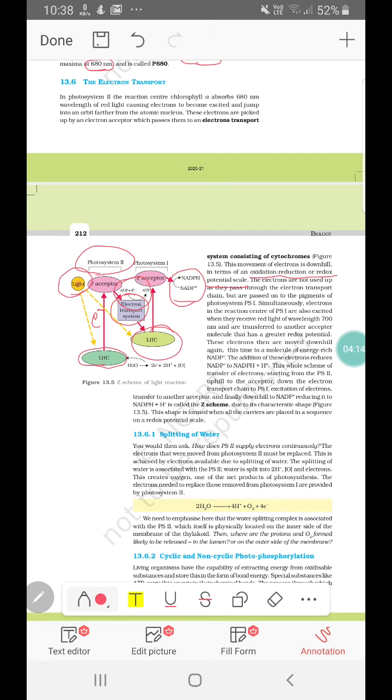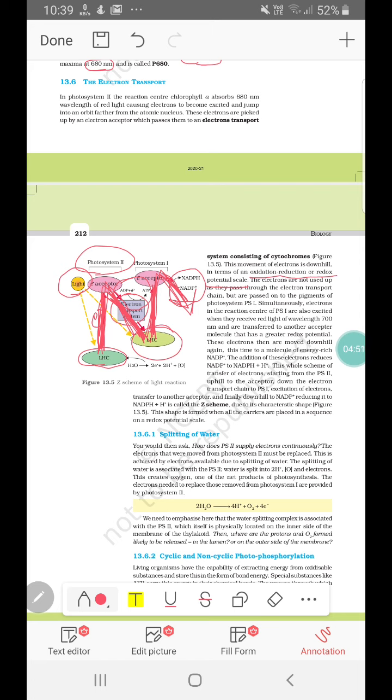If we just see it like this, going down here and then going up here, this is kind of making a Z if you tilt it. Otherwise it looks like N, but if you tilt it, it looks like Z. That is why it is called a Z scheme. Because of this downhill redox potential, it is called the Z scheme.